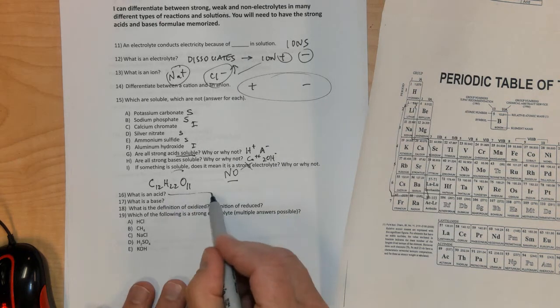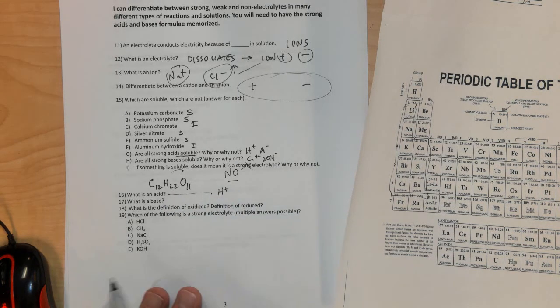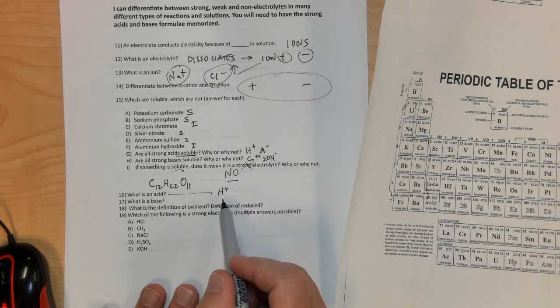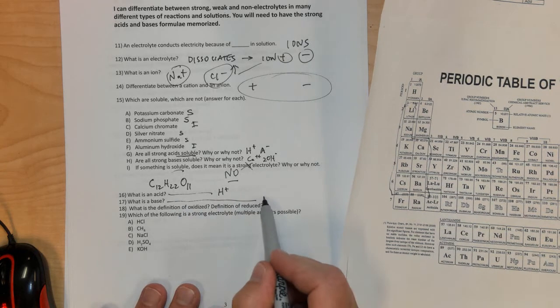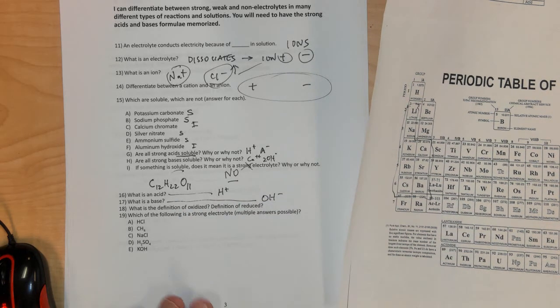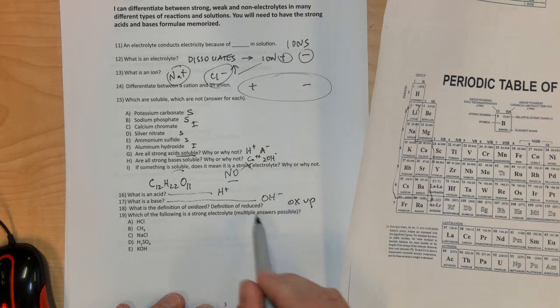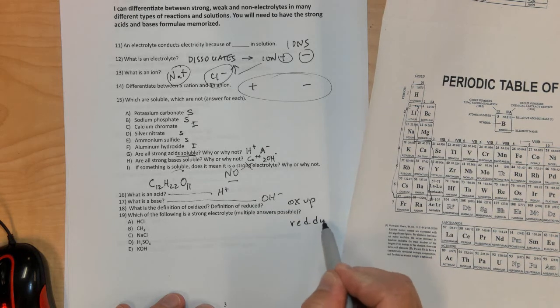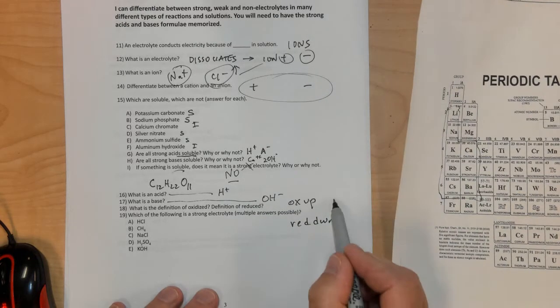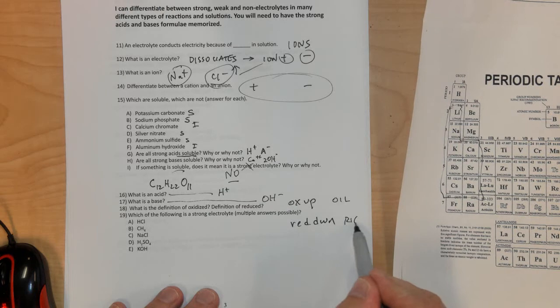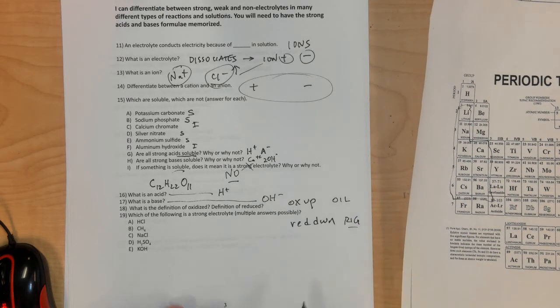What is an acid? An acid is something that donates hydrogens or protons. It makes H+ in solution. What's a base? It's something that makes hydroxides in solution or causes OH- to increase in concentration. What's the definition of something that's oxidized? Oxidized is something that goes up in charge. Reduction is something that goes down in charge. Some people think of it as OIL RIG: oxidation is loss of electrons, reduction is gain.